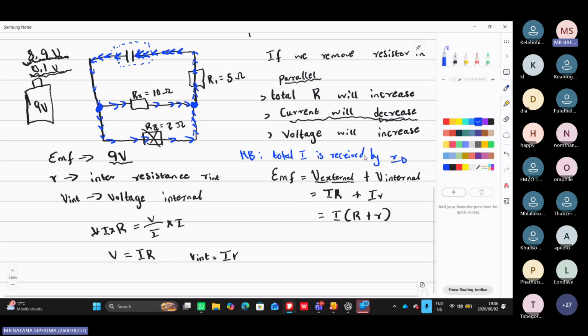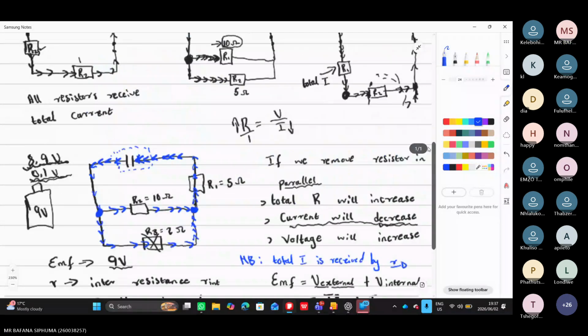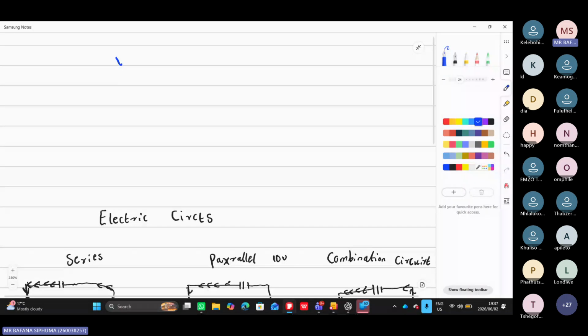But now my issue is, what is the relationship between V internal and the current? Because you will need this when you're explaining your questions. My formula is given as V int is equal to IR, right? Then always your V internal, when it increases, your current will also increase.